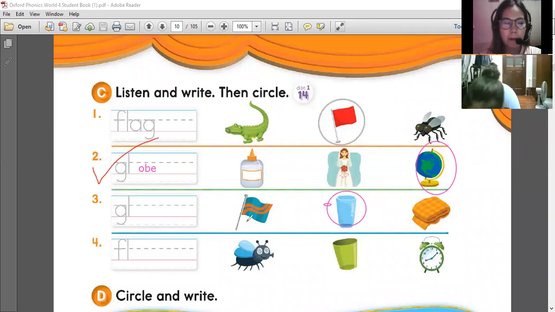Okay, let's see. The glass, all right. Okay, finish. The glass. Okay, that's right. Very good. All right, next, number four is fly, fly, yes. Okay, circle first, where is the fly?